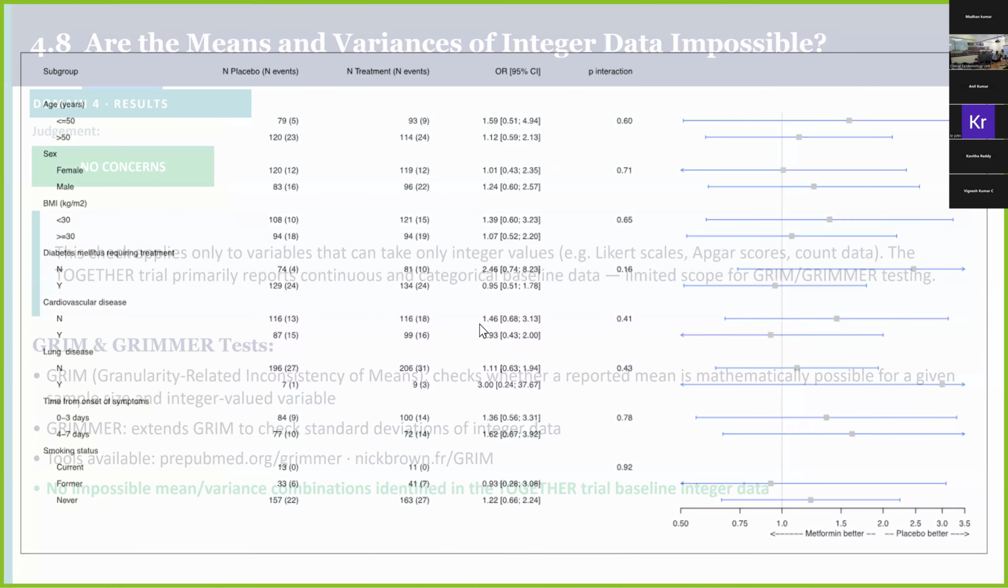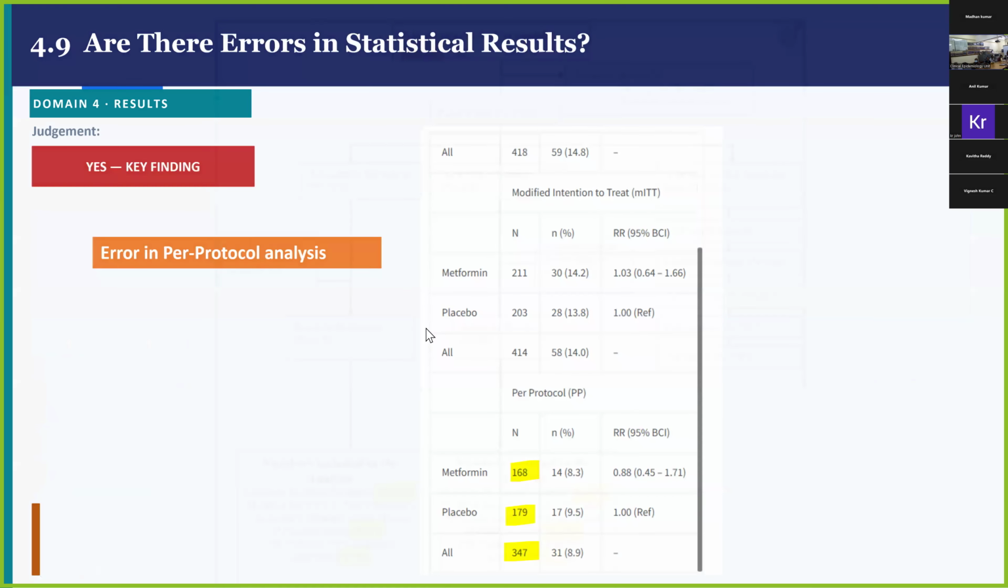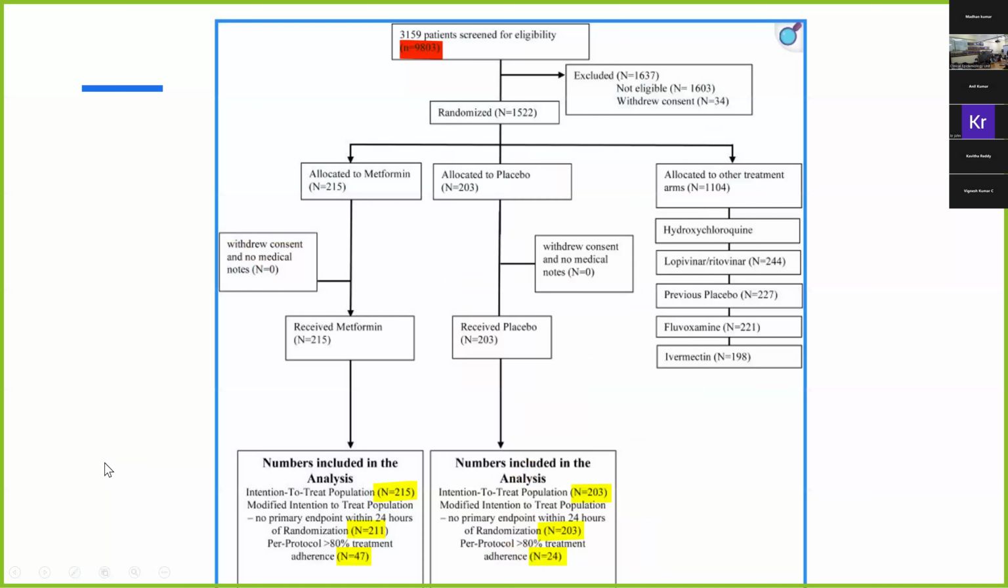But the image per se did not correlate with the table that they had provided. Here we could see the number at risk was 168 and 179, which was different from the number at risk which was provided in the CONSORT diagram of the study. So this per protocol analysis was not considered to be appropriate.